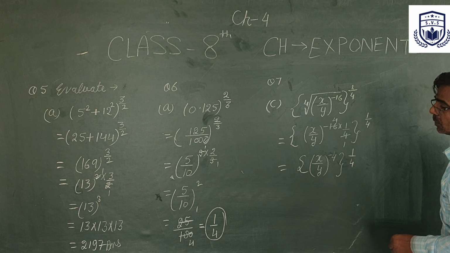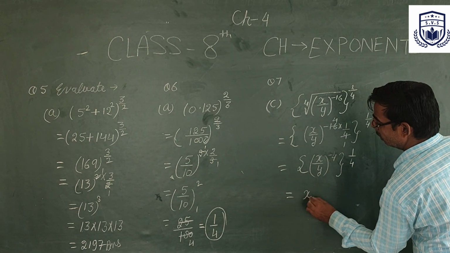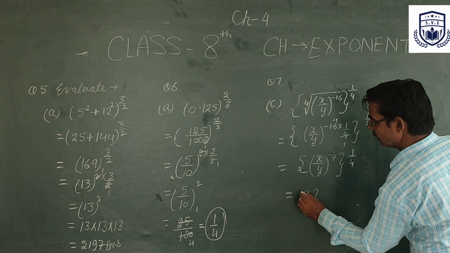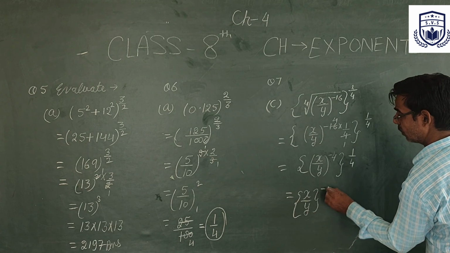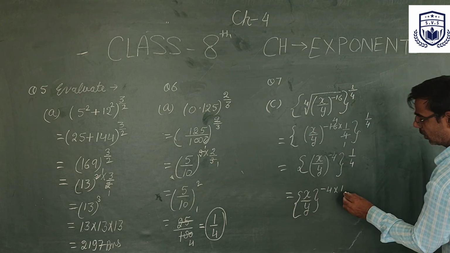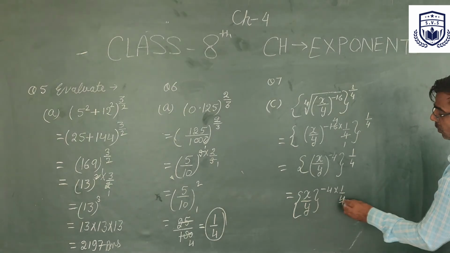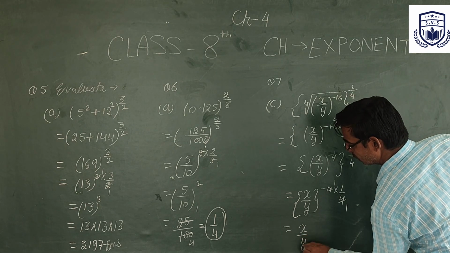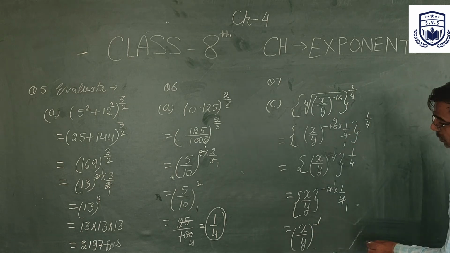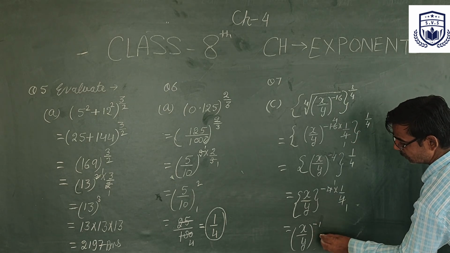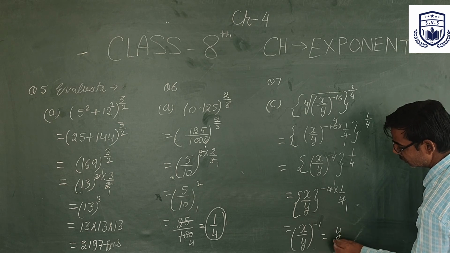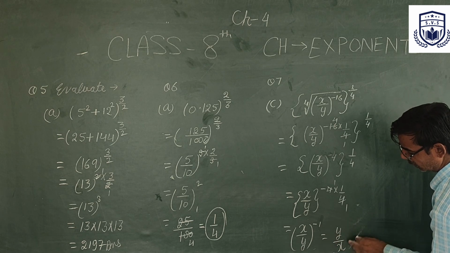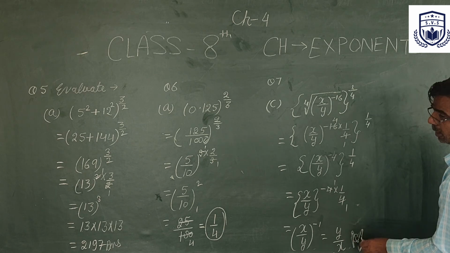1 over. Now, x over y. We will write here, look at this, minus 4 into 1 over 4, 4 minus 4, x over y minus 1. Now we will write here, look at this carefully, y, it is negative. y over x. It is the answer of this problem.